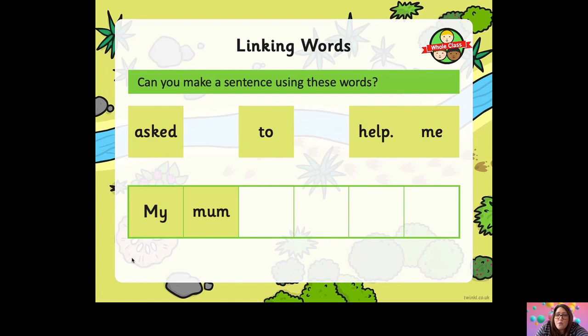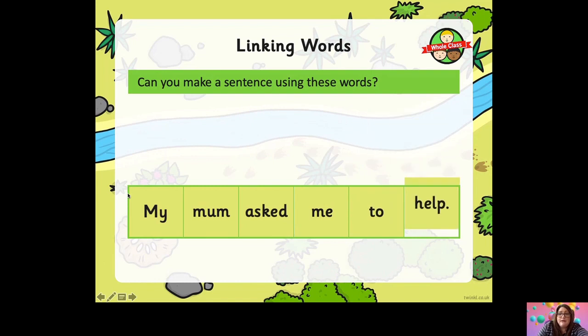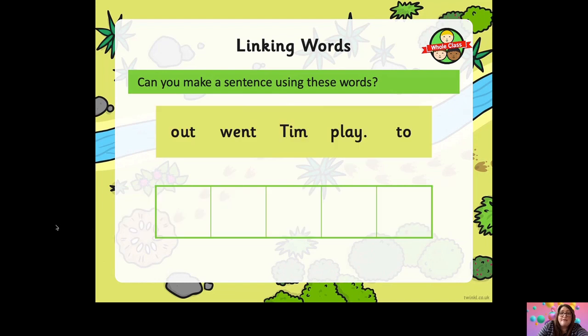Now we can also see that one of these words has a full stop on, which means it must come at the end of the sentence, which is the word help. So we know that can't be the next word. Let's have a look. My mum asked, my mum to, or my mum me. Let's have a look. My mum asked me, and we know help goes at the end, so our next word must be to. Let's read it together. My mum asked me to help. We're able to put the words in a sequence, and we've got our capital letter and our full stop.